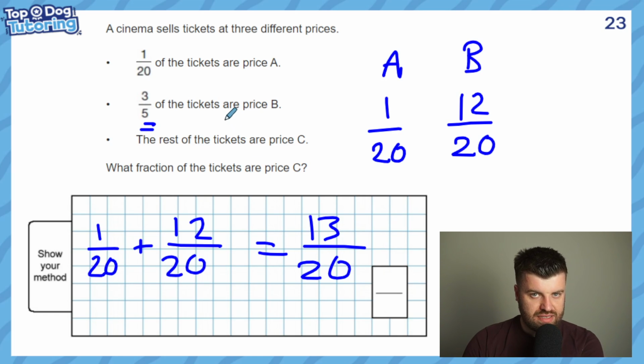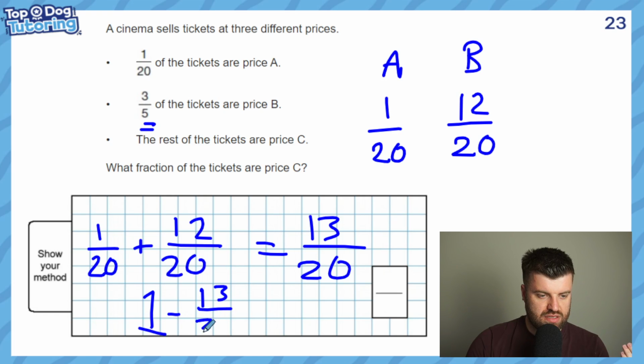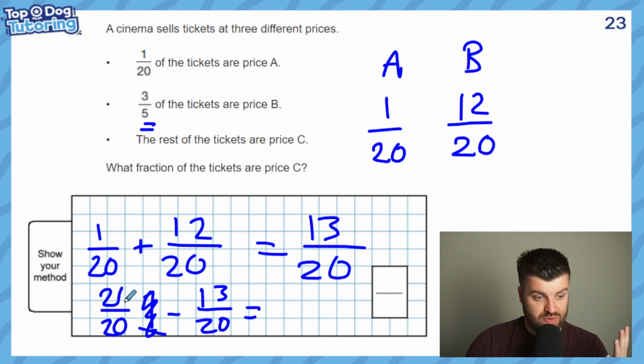So the rest, well, what do you mean the rest? How do I know what the rest are? Well, the rest gets us up to 1 whole. So now we have 1 whole, take away the 13 20ths, and what would be left over? Well, if your knowledge of a whole is really solid, which is a good place to be for fractions, you'd be able to swap 1 whole for 20ths. And if we know it's the full amount, it's going to be 20 out of 20. 20 take away 13 leaves me with 7 20ths, and that's the answer.